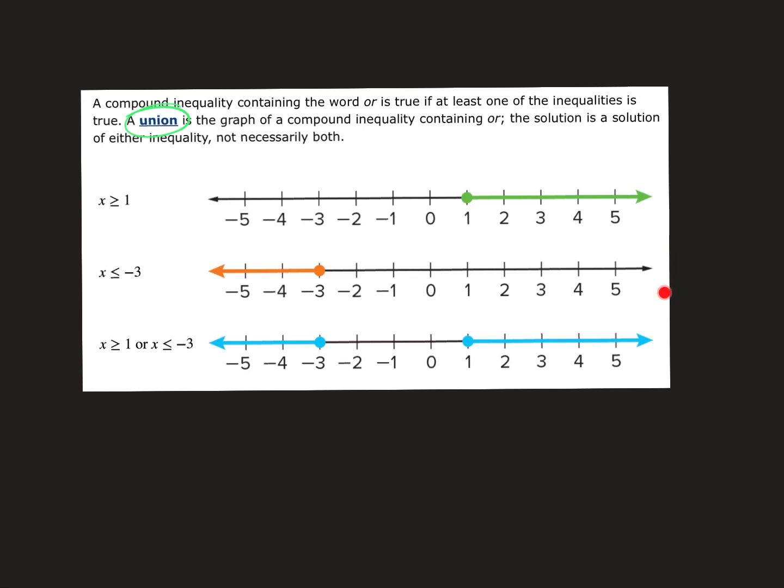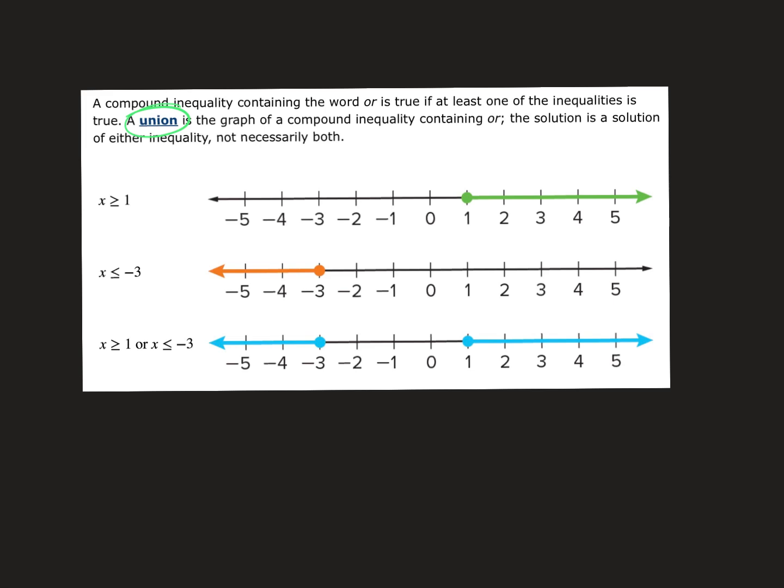So the or graphs mostly look like this graph here. The and graphs mostly look like the region between the two. So this or is the union, and when you unite those two, that's what you get. In interval notation, let me show you what that looks like. I should have done the interval notation for that last example, but that's okay.